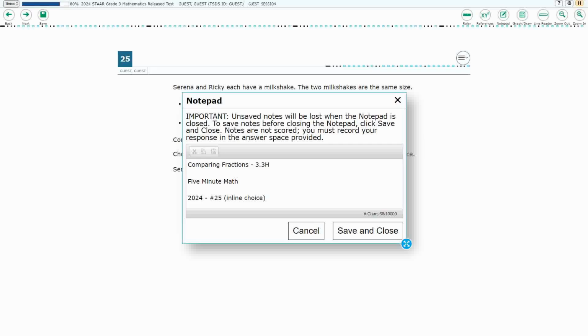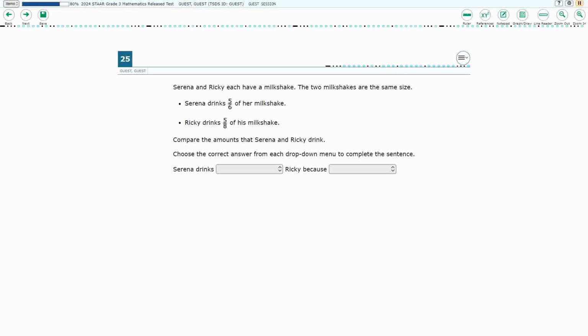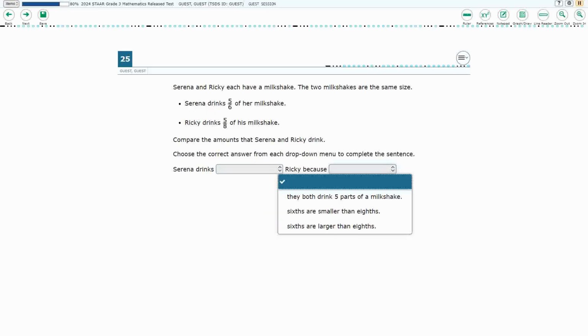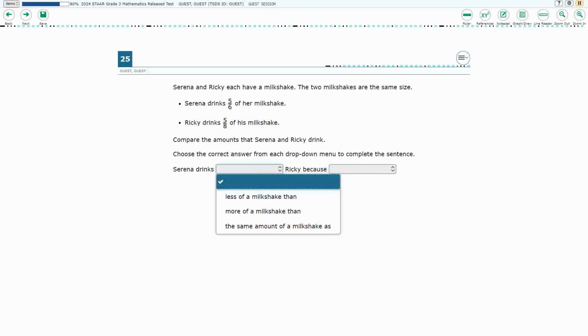Today we are looking at the third grade concept of comparing fractions. This is standard 3.3H in the great state of Texas, and we are using item number 25 of the 2024 Release STAAR test, which is a new item type called inline choice. If you haven't done so already, please go ahead and take a moment to pause the video, work this problem out on your own, unpause it, and we will look at our answers together.